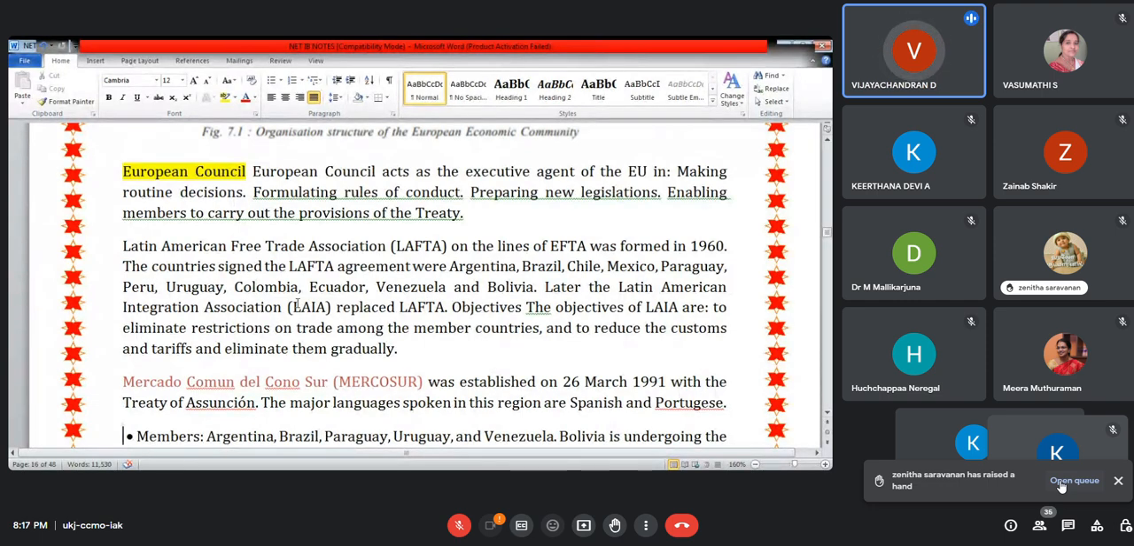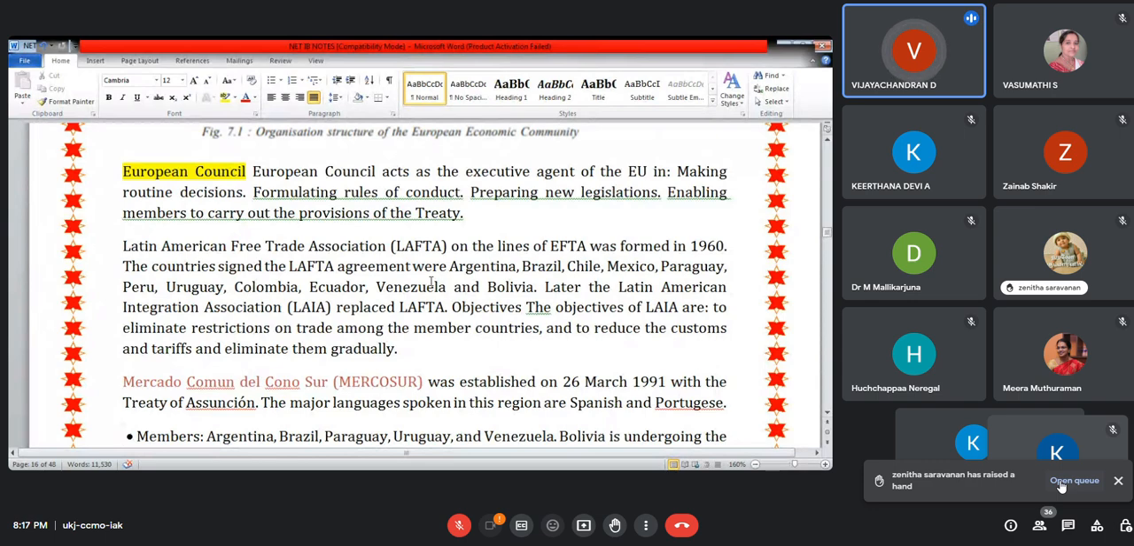Its member organization, LAIA. Now we are not having LAFTA. It was renamed as LAIA, so LAFTA is the older name of LAIA. LAIA means Latin American Integration Association. What are the objectives of LAIA?